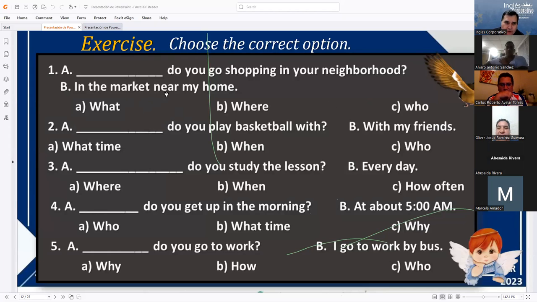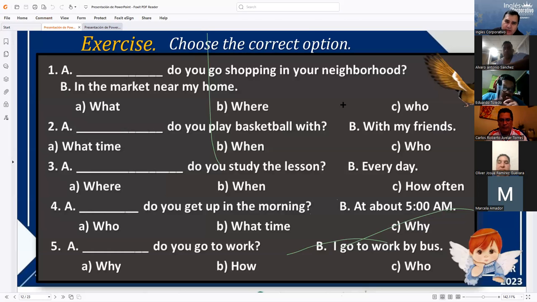Don't worry. Okay, and the first one is, do you go shopping in the neighborhood? Where do you go shopping? In the market near my home. The answer is about a place. So what's a place? Where. Okay, number two, say like this.